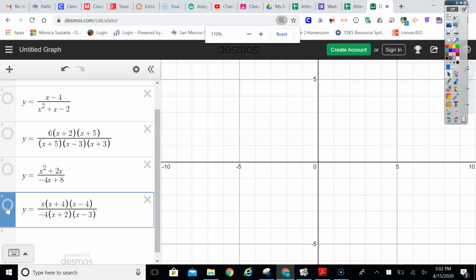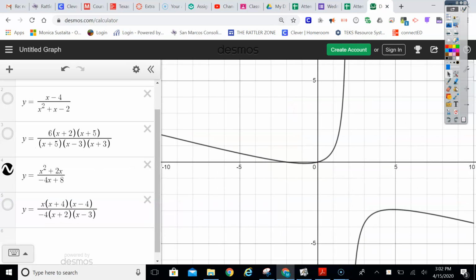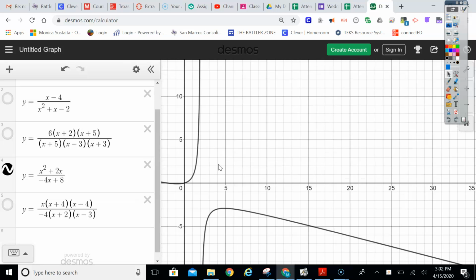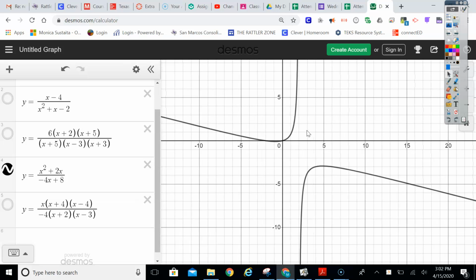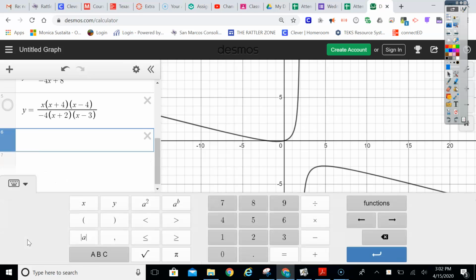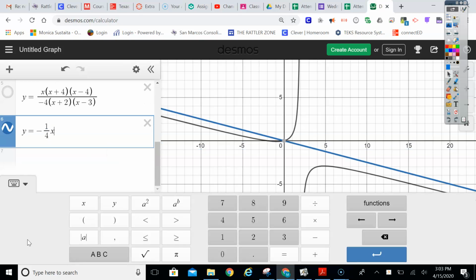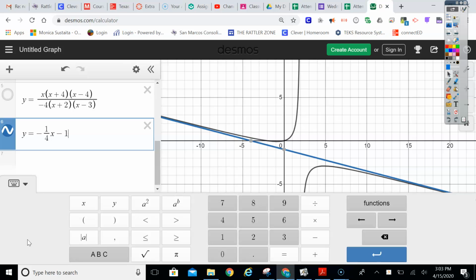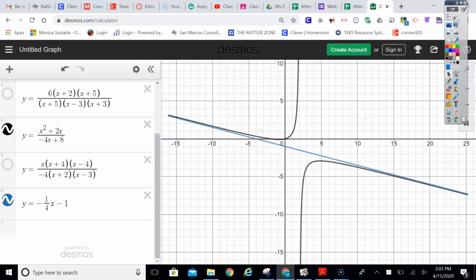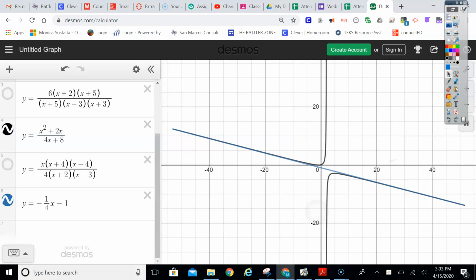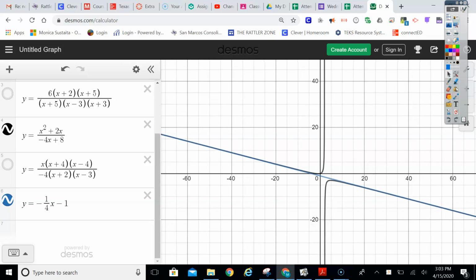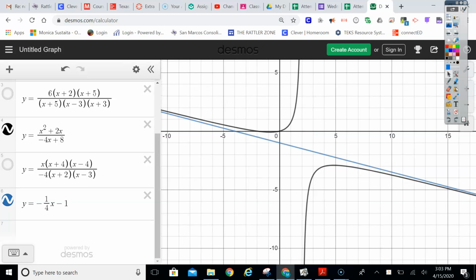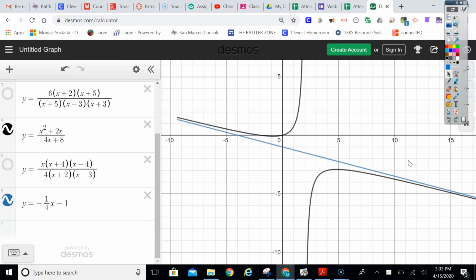For the one we did, in Desmos you can actually graph the slant, and you'll see that it kind of gets closer to it. So the slant asymptote was y equals mx plus b, where m was negative 1/4 x, and then the b was negative 1. So you can see how it gets closer and closer to that line as you zoom out. Up close, maybe not exactly, but as you zoom out, because of the end behavior, it does get closer and closer to it.